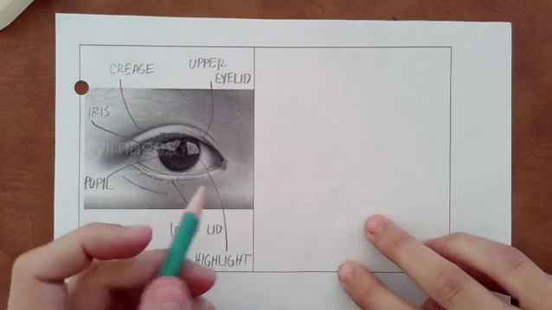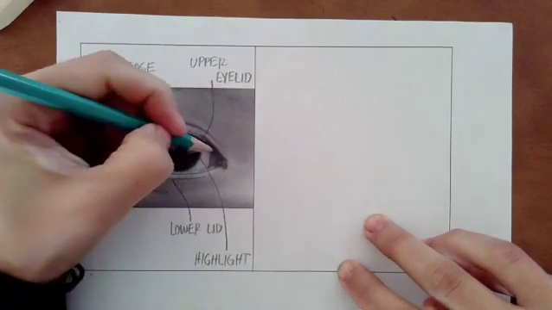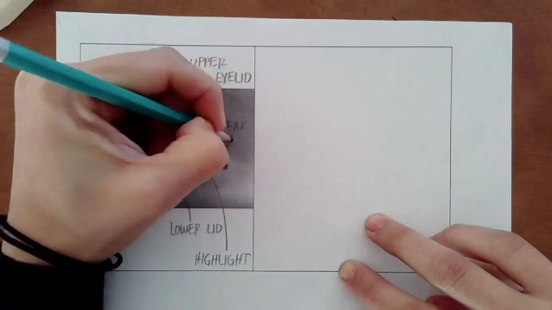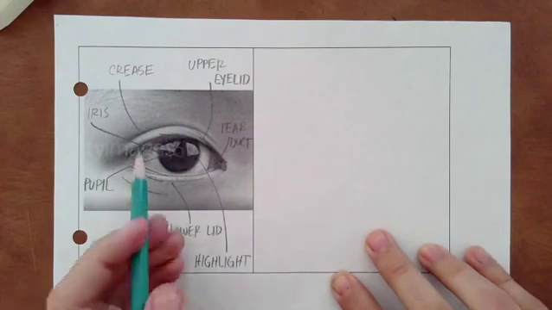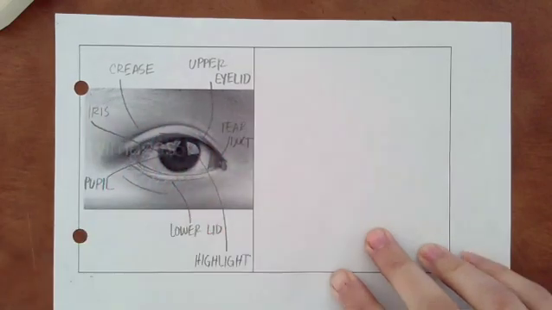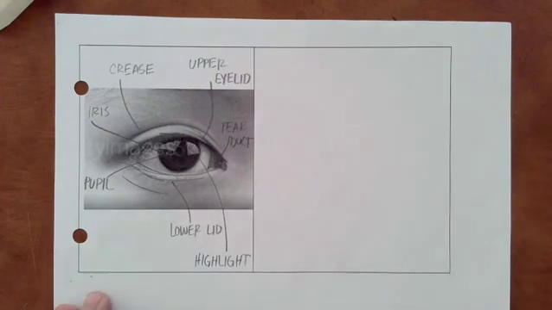Then we have this inner corner of the eye here where we have the tear duct. This is where when you cry, all your tears come out, and this is an area that's often overlooked. Last, we have the lash line, right? And then up here, we have the eyebrows, which vary greatly from person to person. So let's go about how to draw the eye.